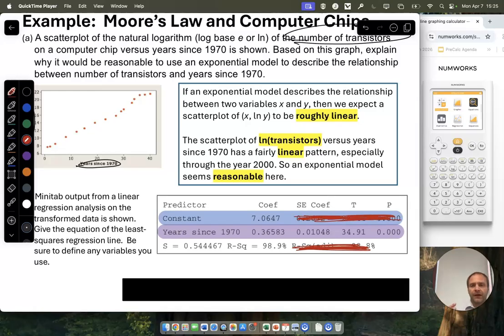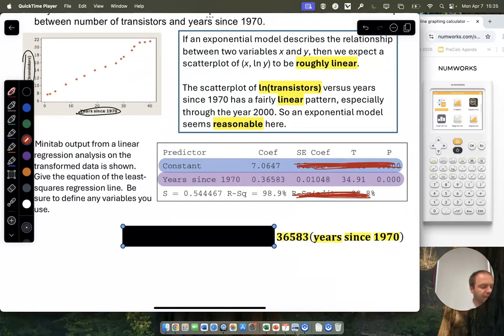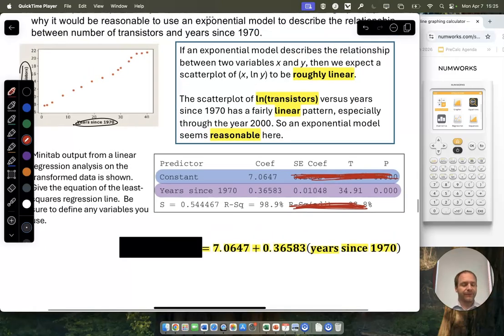What do we do? Well, I can see my years since 1970 is based off my slope. So my slope is 0.36583. My y-intercept is 7.0467. So I can see what I'm dealing with there. I'm going this direction on purpose. That's pretty straightforward. I have my explanatory variable right here, years since 1970. The slope that works for it, the y-intercept that works for it, straight on there.